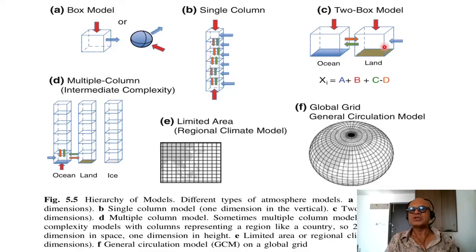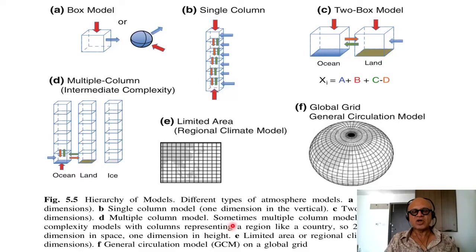Then you have two-dimensional models. You can have an ocean surface, land surface, and the atmosphere has two boxes that's receiving energy, exchanging matter like air and water vapor, for example, and so on. And multiple column models of intermediate complexity. So complexity is not a very well-defined term, but it's basically the number of processes you include and the number of processes you represent by simplifying in some form or the other.